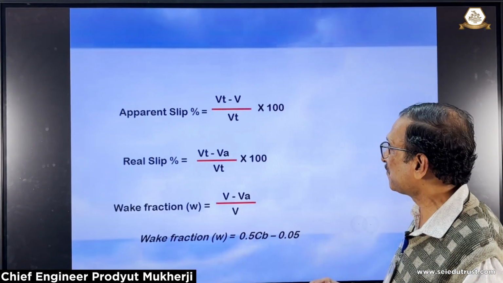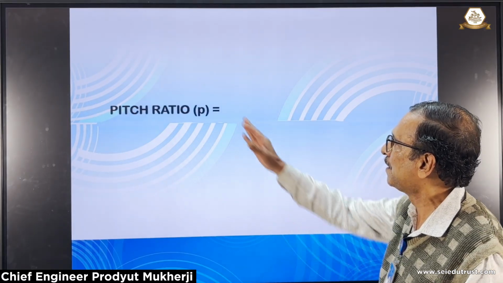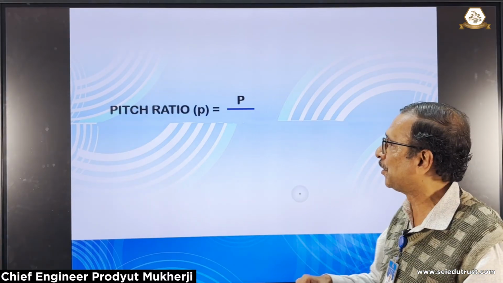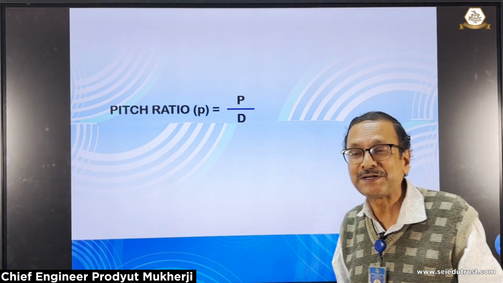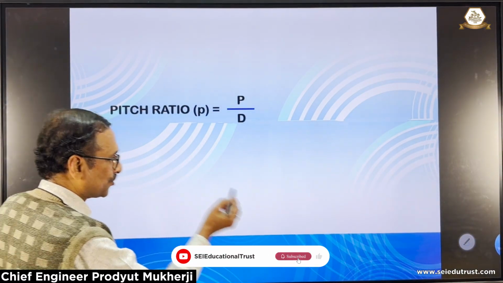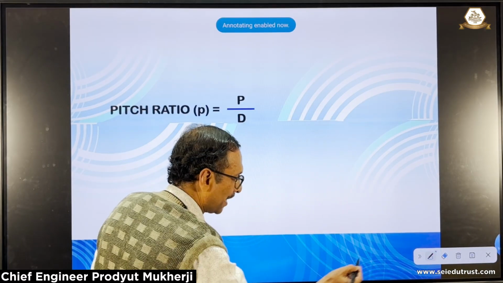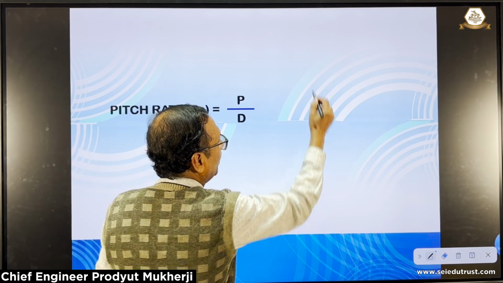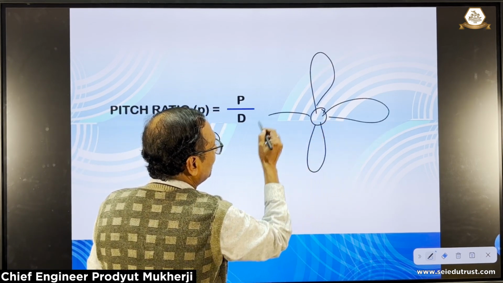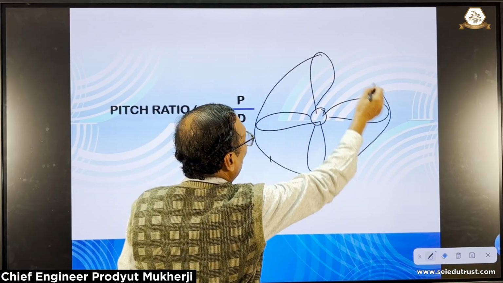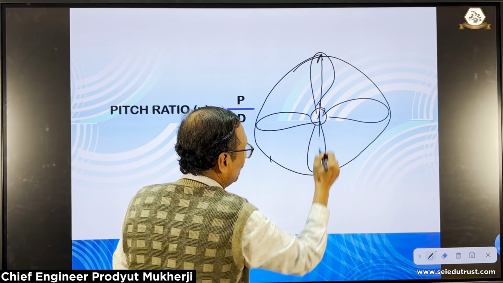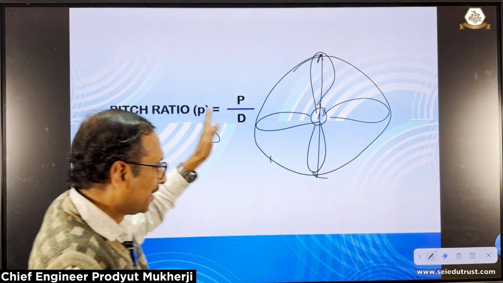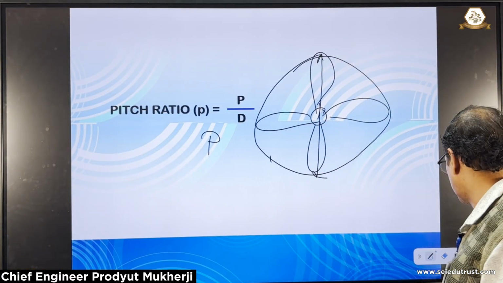Let us see some more formula. Yes, there are quite some more formula. Pitch ratio. Pitch ratio is pitch of the propeller divided by the diameter of the propeller. So we know the pitch of the propeller. We have already seen how to calculate that. Pitch we already know, and diameter is basically, if we take a propeller like this and the propeller tip draws a circle, so naturally the diameter would be this. So pitch of the propeller divided by the diameter of the propeller is termed as the pitch ratio.